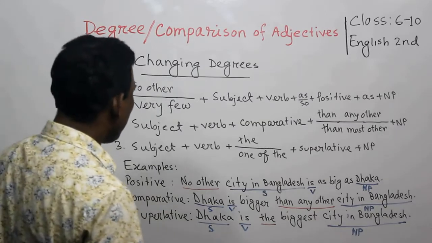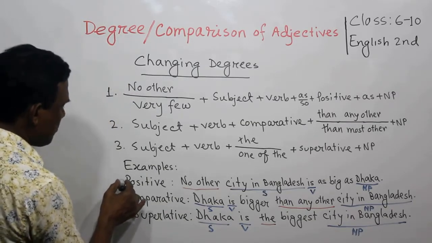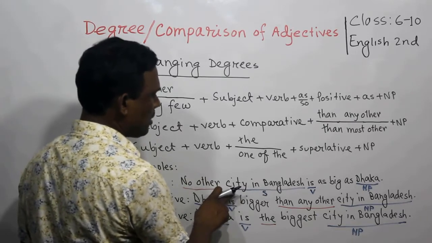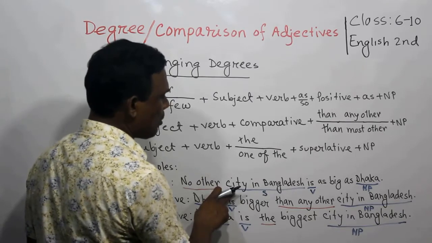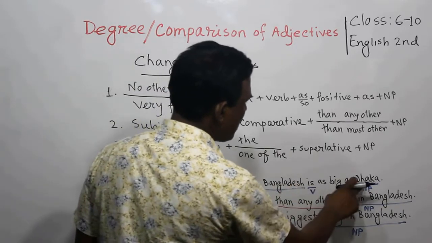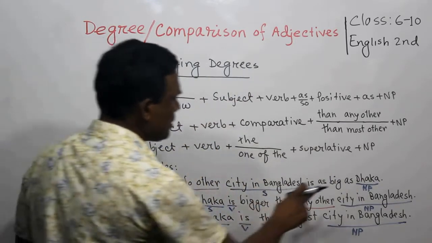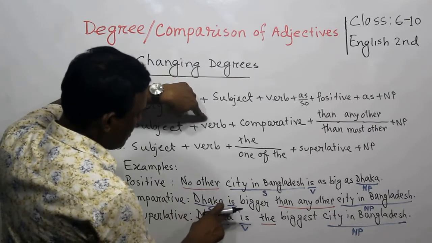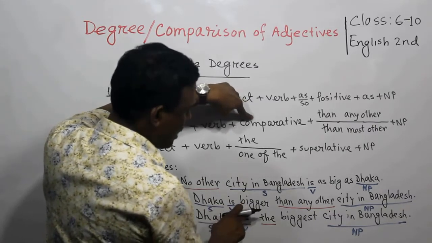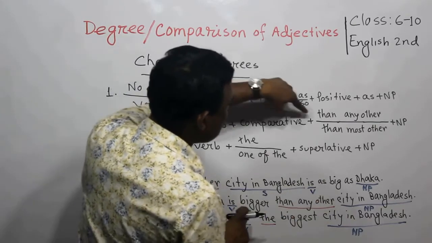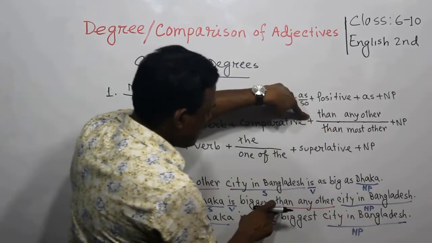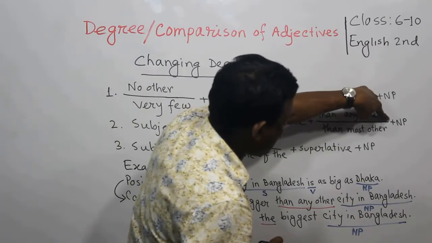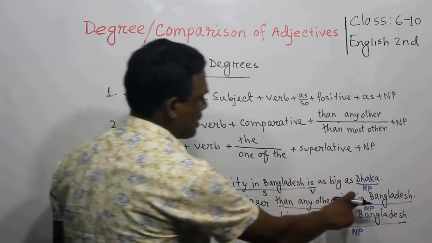Now let's see how the degrees have been changed. Positive to comparative. City in Bangladesh is the subject, city is the main word or head word. Main word or head word may have pre-modifier or post-modifier. Is is the verb, NP is Dhaka. NP Dhaka has become subject according to the second structure. The verb is comparative. Bigger is the comparative form of big, plus you can see than any other or than most other. Here than any other has been taken because the sentence has started with no other. Plus NP, subject city in Bangladesh has become NP.